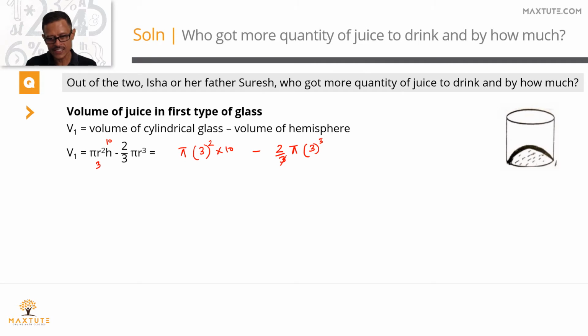The 3 in the denominator gets cancelled with the 3 cube to leave us with a 3 square. 3 square is a 9. 9 times 10 is 90. 90 pi is the volume of the cylindrical part. From this, we need to subtract the volume of the hemispherical base, which is 2 times 9. 3 square is a 9. 18 pi. So that will leave us with the volume of the juice in this glass to be equal to 90 pi minus 18 pi, which is 72 pi. So this is the quantum of juice that Isha had.